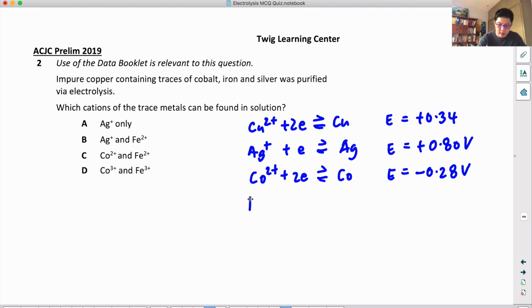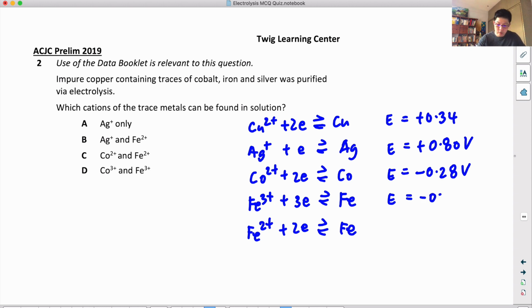You can find iron in these two scenarios: Fe3+ + 3e⁻ to give you iron, and Fe2+ + 2e⁻ to give you iron. This value here is equal to minus 0.04 volt, and this one here is minus 0.44 volt. All right, so this is the idea.